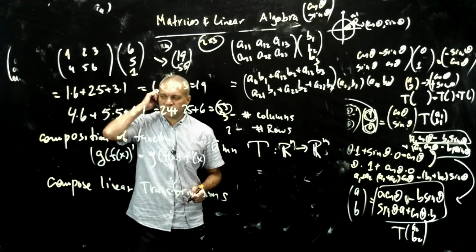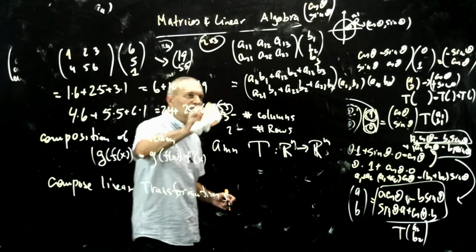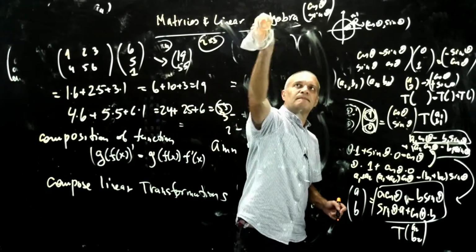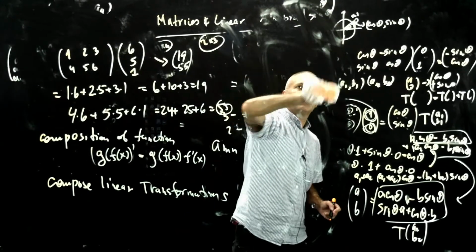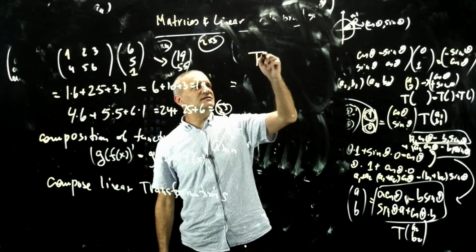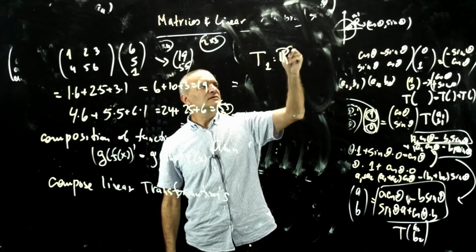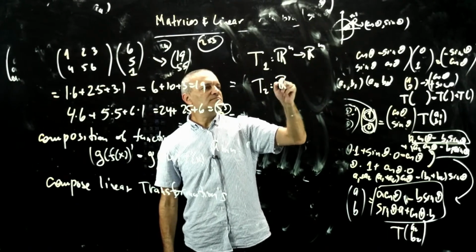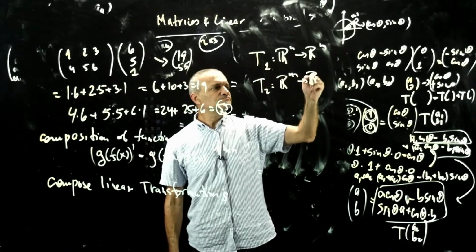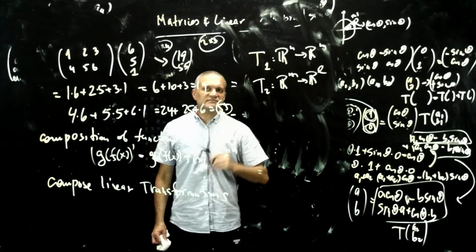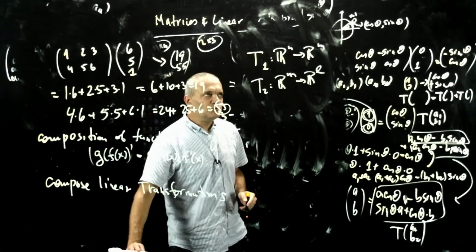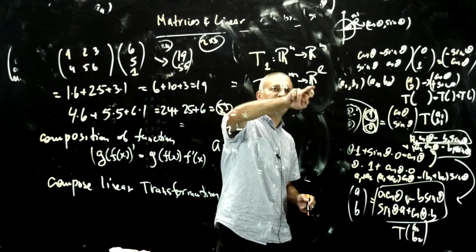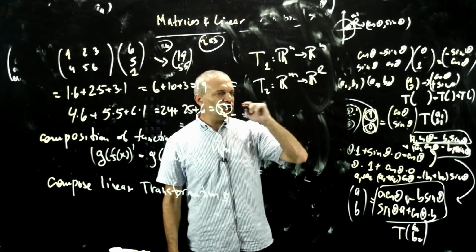So what does it mean to compose linear transformations? It means that if you have two linear transformations, let's say T1 from Rn to Rm, and T2 from Rm to RL, you now want to take a transformation from Rn to RL. So how would you compose it? Let's say you have T.